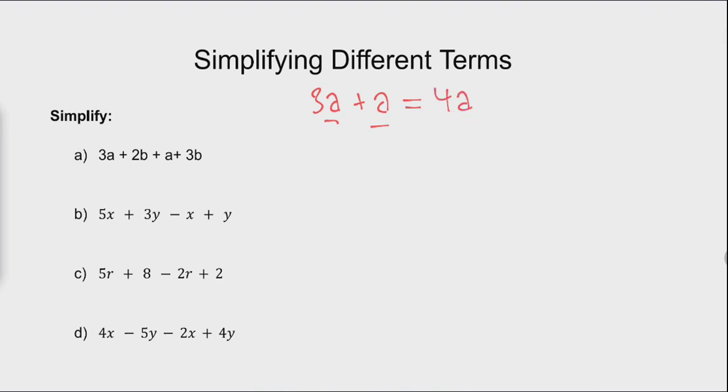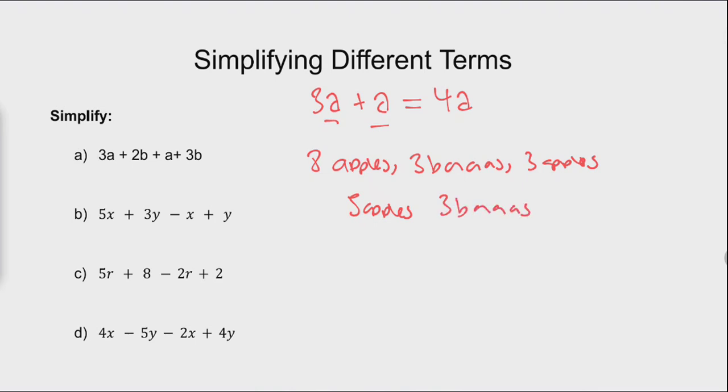Now, let's think about a situation where we have in a basket, we have 2 apples, we have 3 bananas, and we also have 3 apples. Okay, so how many apples do we have altogether? Well, that's going to be 2 plus 3, which is 5 apples. How many bananas? 3 bananas. Okay, so in a sense, we're doing the same thing here. We're collecting those like terms.